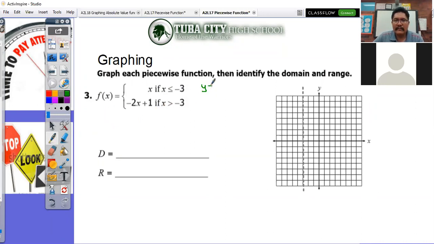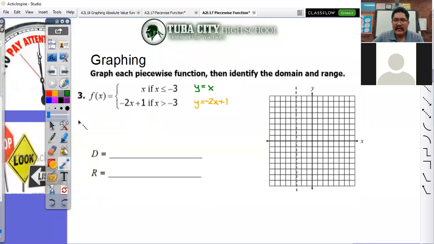Y equals x. And then I'm also going to graph this second one here. Y equals -2x plus 1. All right, so my first function is going to be green, and I'm going to keep it like that for the rest of this lesson. I'm going to keep those colors. The first one's always going to be green, the second one's always going to be orange.